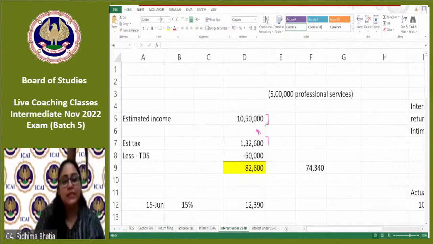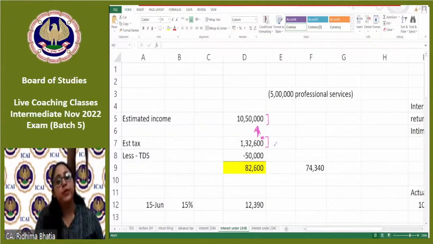So this is my estimated income. This is my estimated tax on this income. Okay, surcharge is applicable. I have considered that in this, 5 lakhs of professional services are included, and hence the person would deduct TDS at the rate of 10%. So 50,000 is this. So total 8,600 is my advance tax liability. This we did in the previous class also.